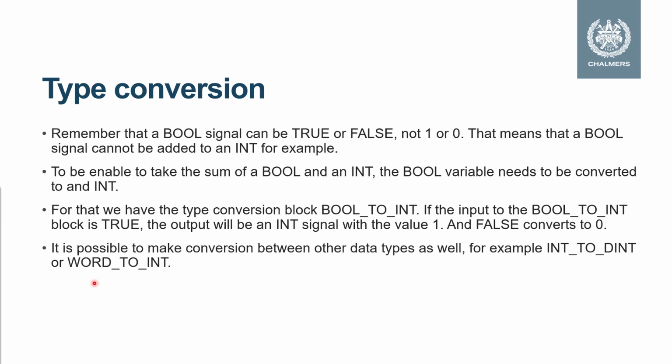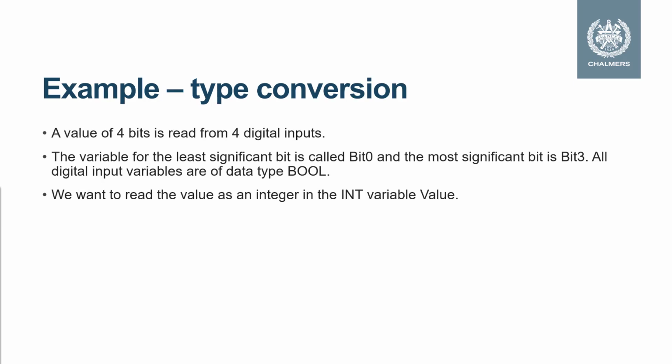But when we make the conversion, we need to be a bit careful. What will happen with the number? Can the value we had be displayed in the new data type? I will show one example of type conversion, and it uses the bool to int type conversion. We have a value of 4 bits that is read from 4 digital inputs, which means that our input is of data type bool. Those 4 bits, I call them bit 0 to bit 3, should be converted into the integer variable value, showing the value of this 4-bit number.